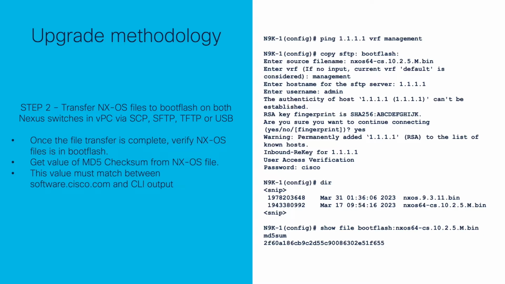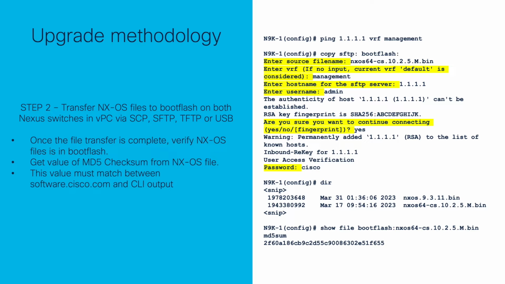SCP, SFTP, TFTP, or USB. On the right side of the screen is an example using an SFTP server. If one of the first 3 options is selected, verify that there is a ping to the server by specifying the expected VRF. The parameters to be entered are underlined in yellow.